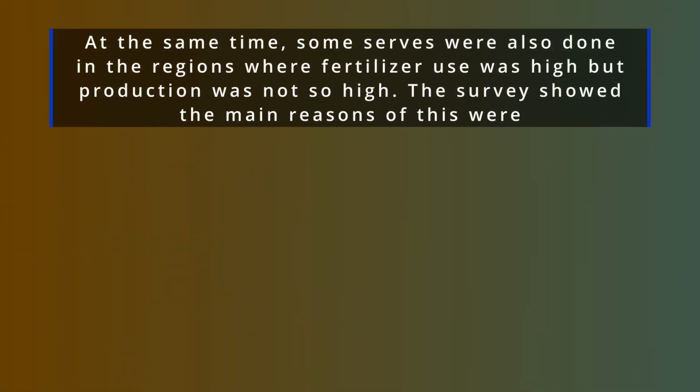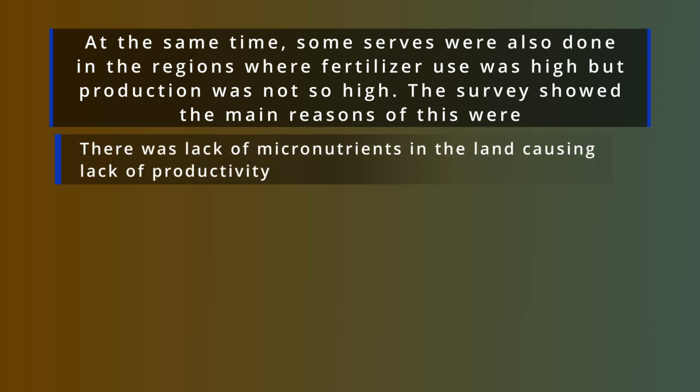On the other hand, it was also seen that in the states using a lot of fertilizer, production is not increasing that much. So the survey tried to find out the reason behind that. And what were the findings? They found that the availability of micronutrients and the organic component in the land was quite low, and that was the reason behind the low productivity of these areas.